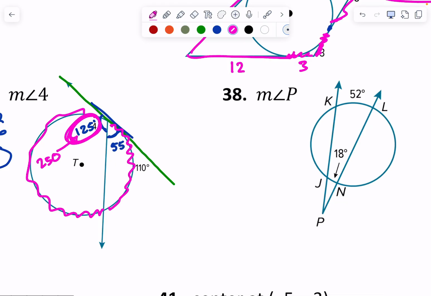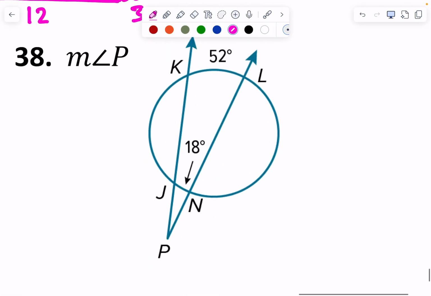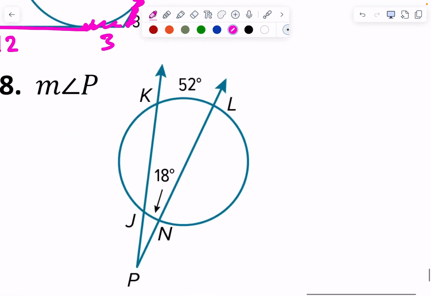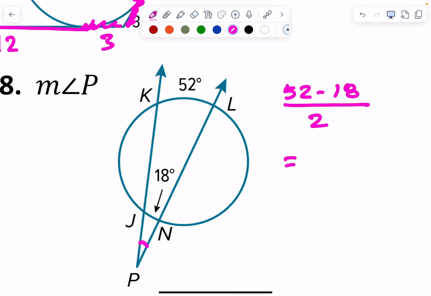Okay. 38. What's the strategy there? They want us to find angle P. This one's a subtract and divide by 2. So what are you subtracting? 52 minus 18, divided by 2. That's 17. 17 degrees. That's what angle P is.